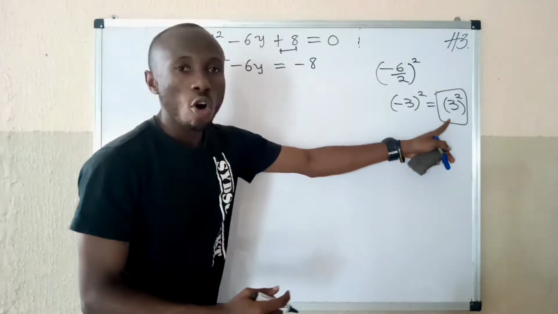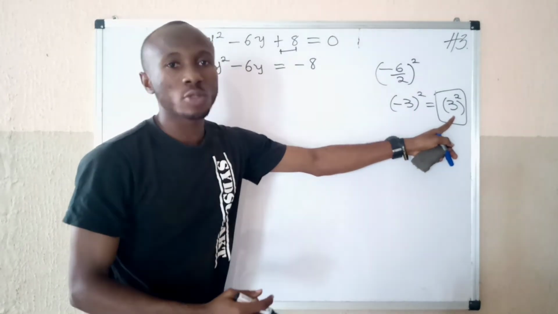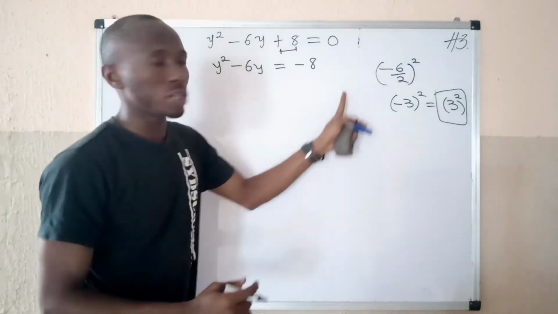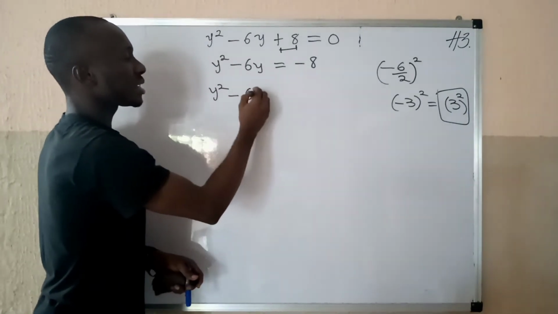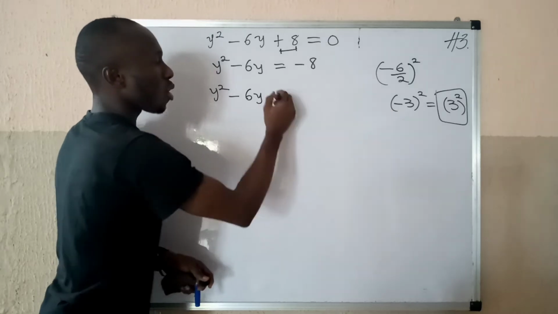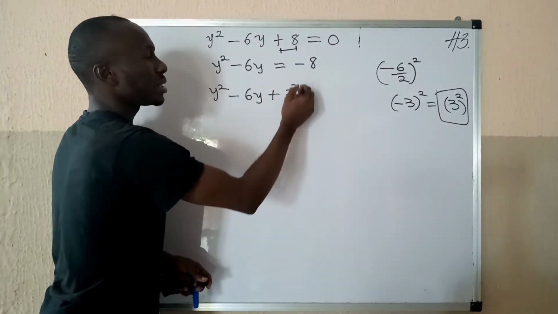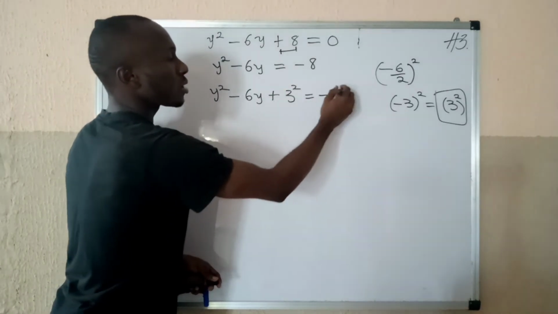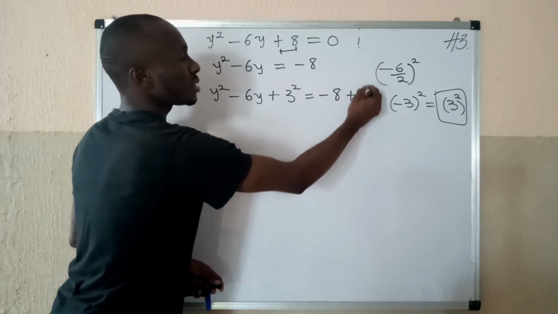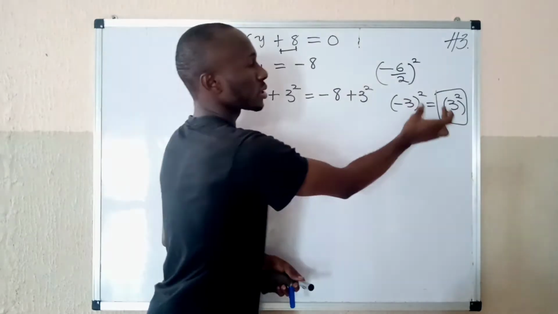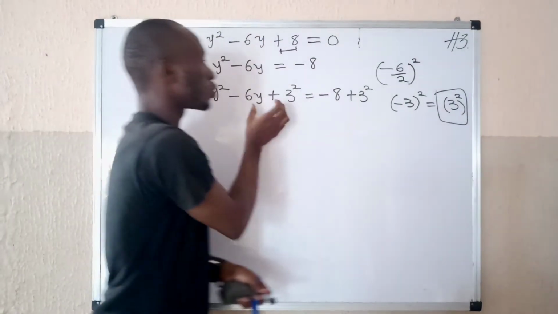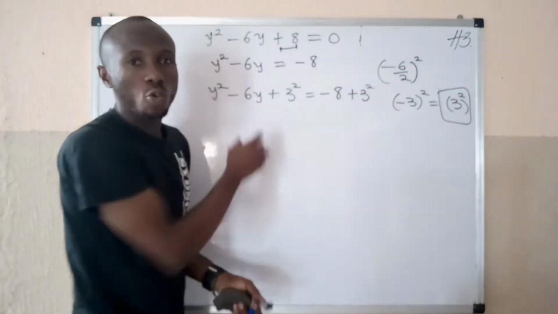In step 4, we will add 3 squared to both sides of this equation. So I'm going to have y squared minus 6y, then plus 3 squared equal to minus 8 plus 3 squared. That's what we do in step 4. When we get this term, we add it to both sides of the equation.